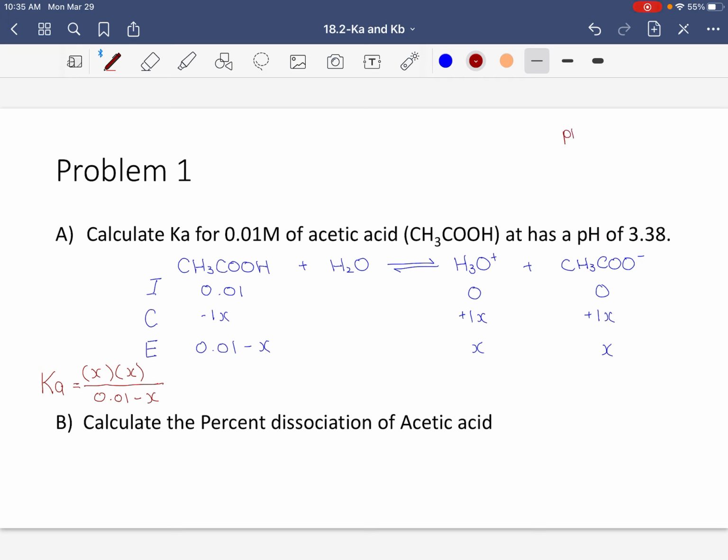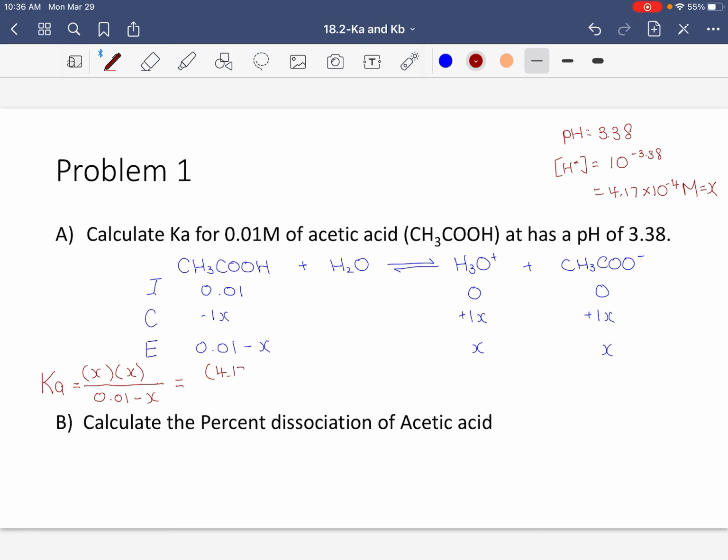So if pH is equal to 3.38, H plus is nothing more than 10 to the power of negative 3.38. That is 4.17 times 10 to the power of negative 4. I hope I'm right. Okay, so that is X. Oh, nice.